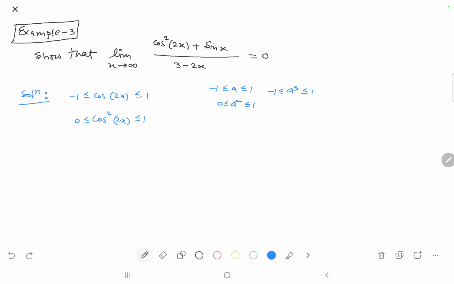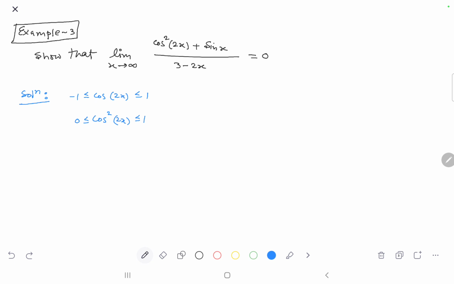So cosine squared is always between 0 and 1. Yes, a square cannot be negative, right? It always starts from 0 and goes up to 1. Got it? And then cubed is between minus 1 and 1. Cube can be negative 1, yes. Same with the power 1. Yes, exactly.